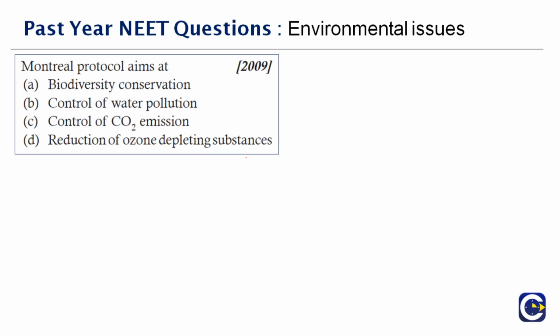Next question here. Montreal Protocol aims at dash. So we just now discussed it, right? This question was again asked in the year 2009. The Montreal Protocol spoke about the ozone depleting substances. So it aimed at reducing the compounds or the gases which lead to ozone depletion. So the correct answer is option D, reduction of ozone depleting substances.